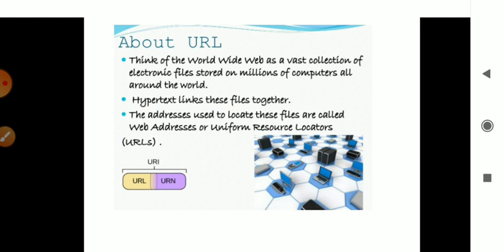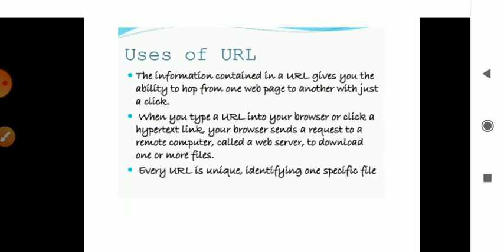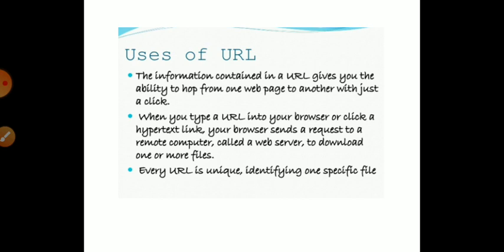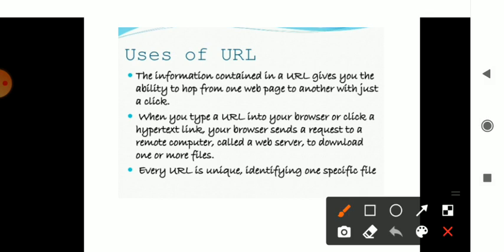For example, in Google, if you type something, you access a web page. When you write certain text, it moves to some other part where you can fetch different kinds of files listed in front of you. That is nothing but your URL. Next, the uses of URL: a URL is mainly a hop from one web page to another web page. That is called your URL.